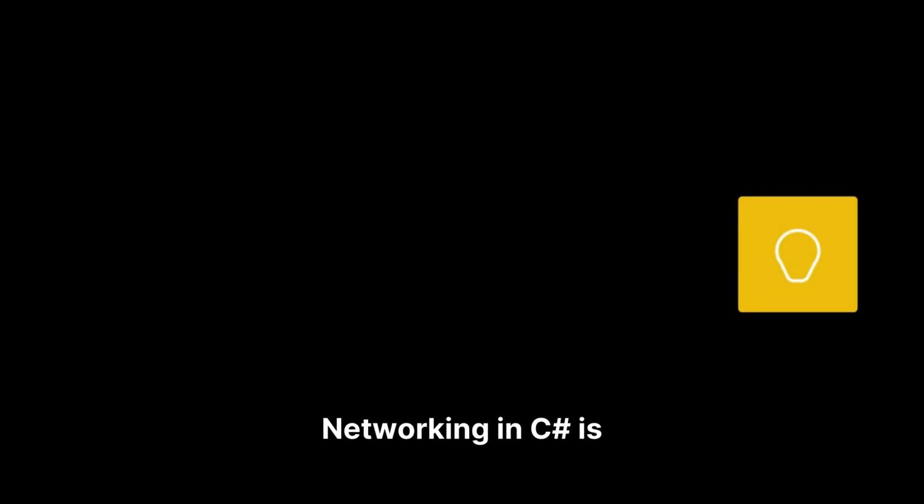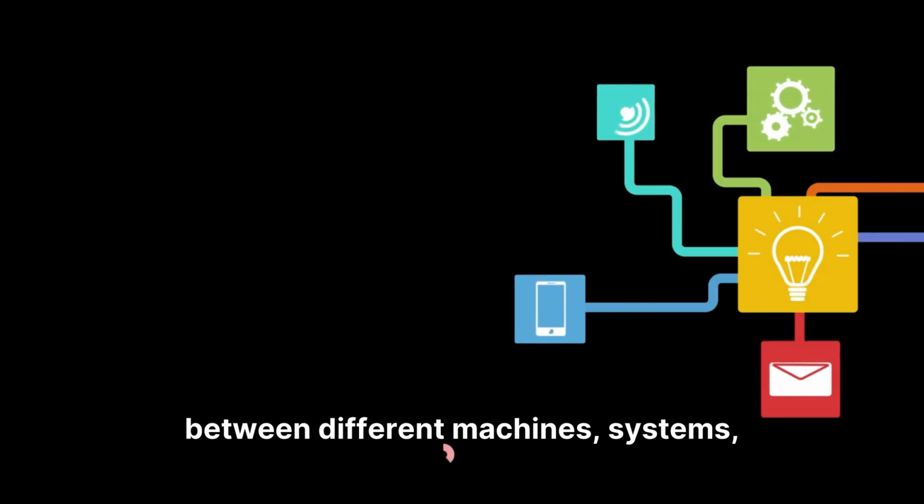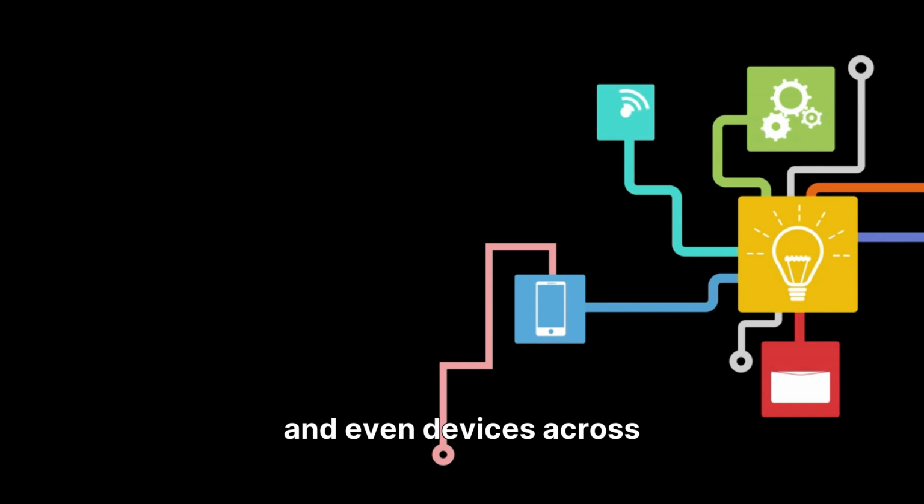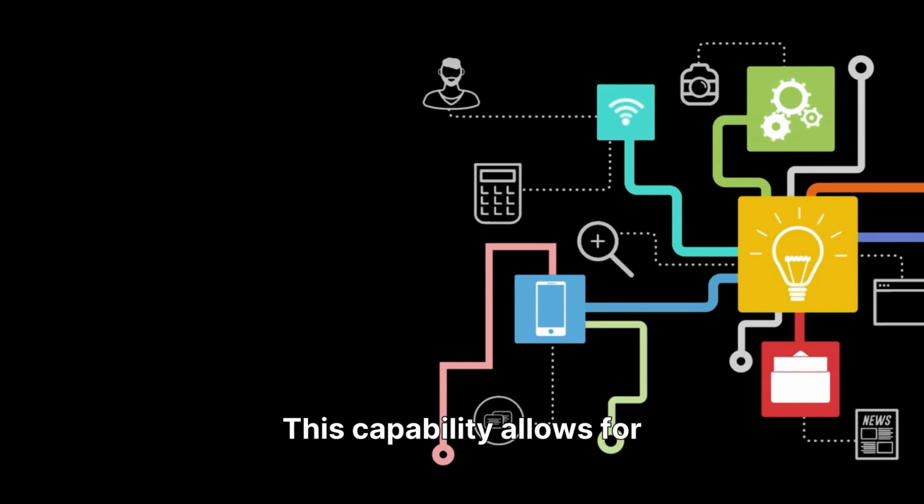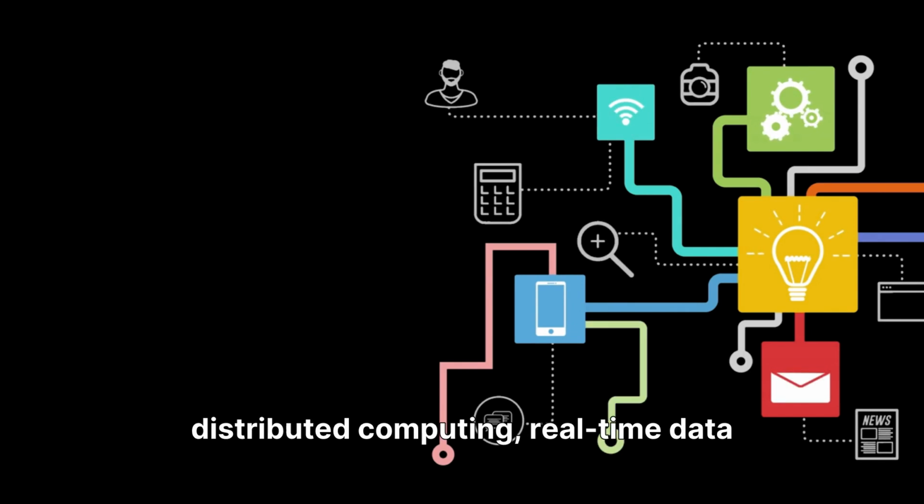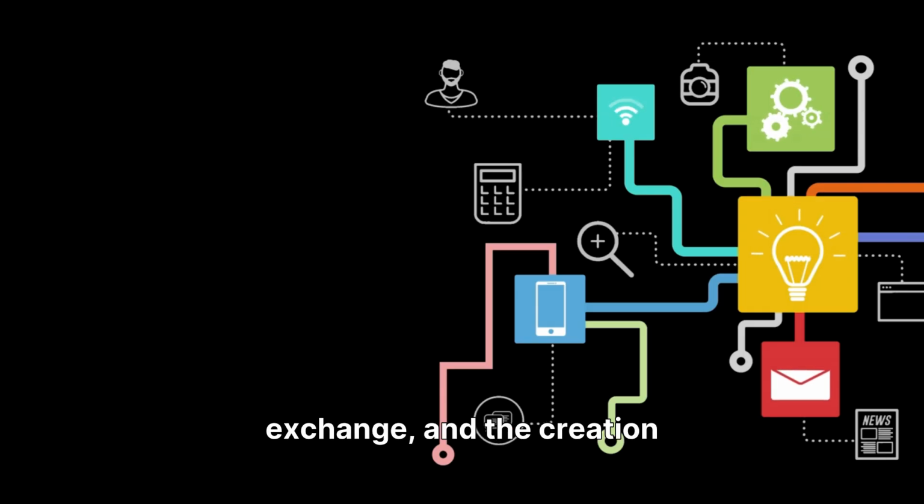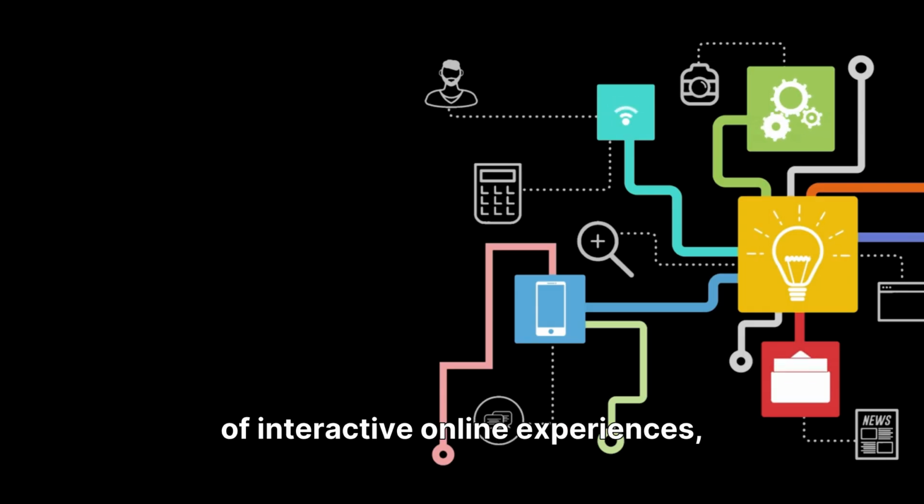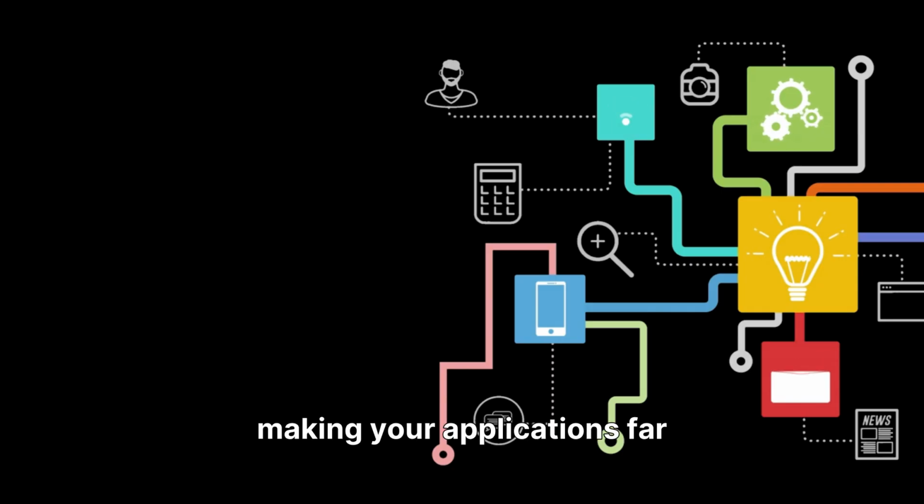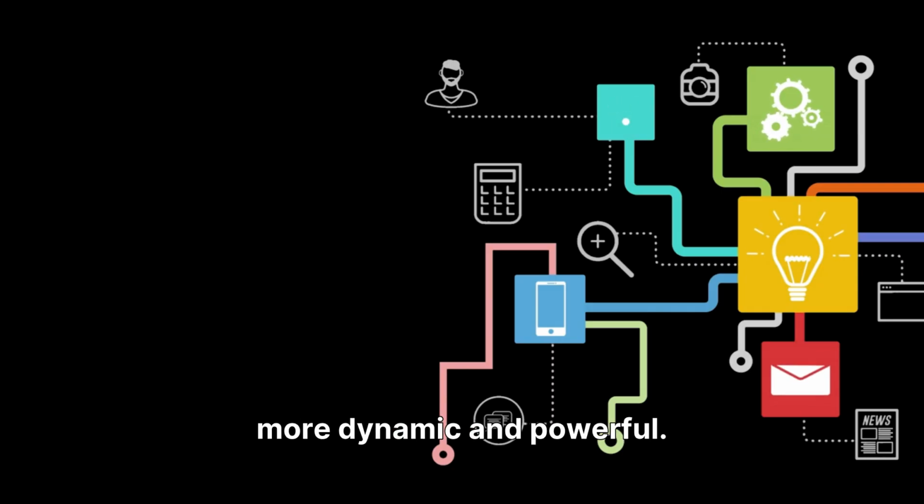Networking in C-sharp is absolutely crucial for modern applications, enabling seamless communication between different machines, systems, and even devices across the internet. This capability allows for distributed computing, real-time data exchange, and the creation of interactive online experiences, making your applications far more dynamic and powerful.